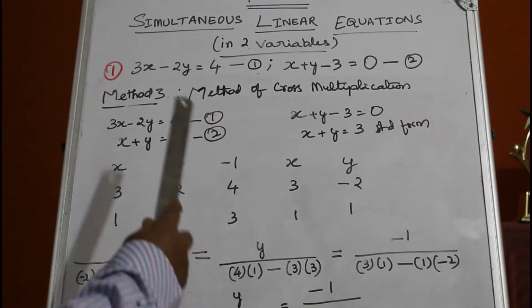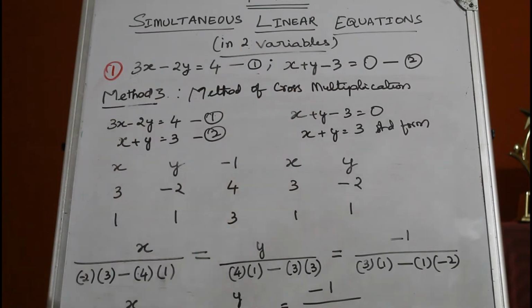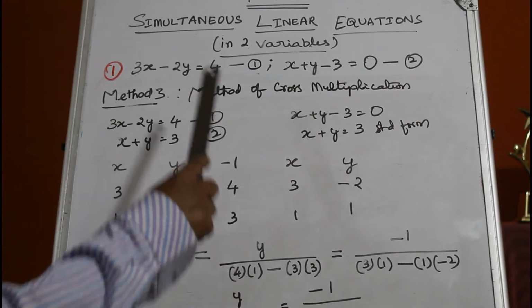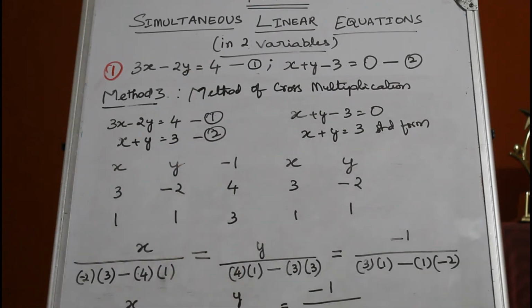So the same simultaneous sum is done with the third method, called method of cross multiplication. If they ask this particular method, you can do it. It depends upon the syllabus, what you learn. So these 3 methods we're generally teaching.